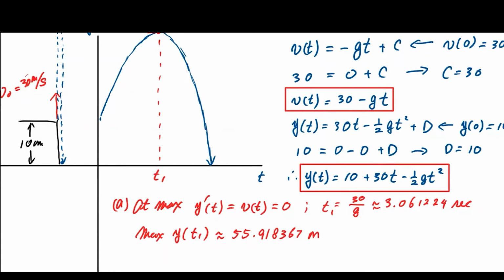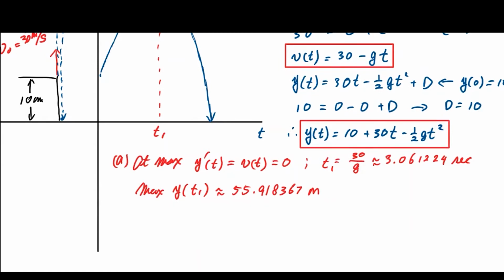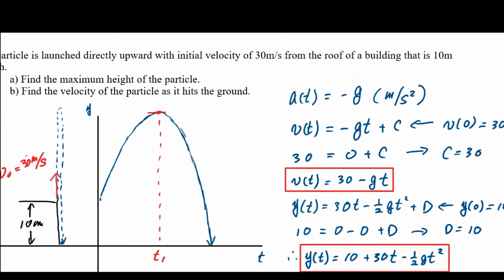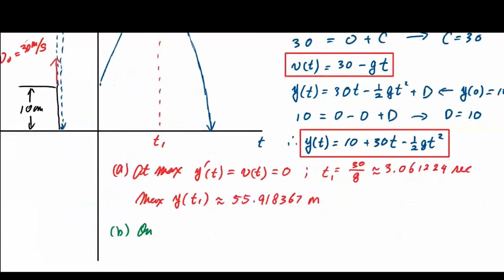Okay. Now, B. Let's do part B in green. On the ground, what we have to do is find the velocity of the particle as it hits the ground, right? So on the ground, what do we know about on the ground?